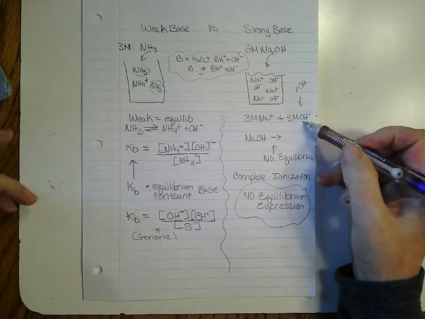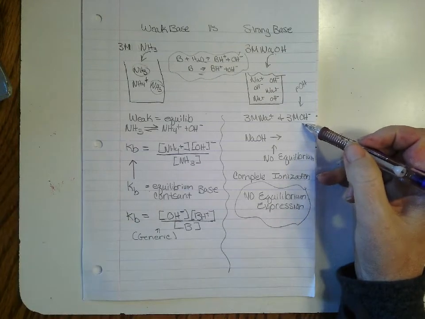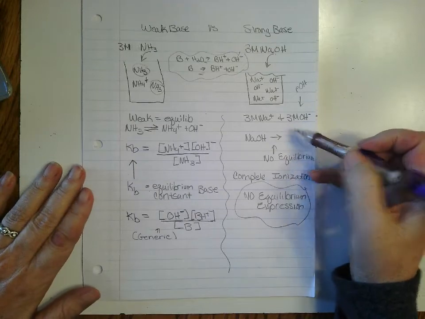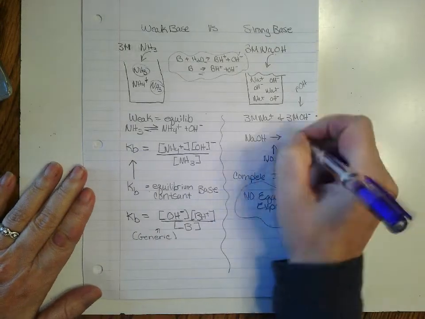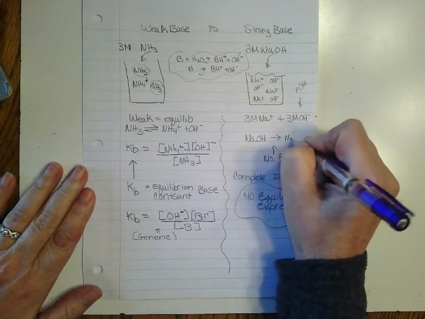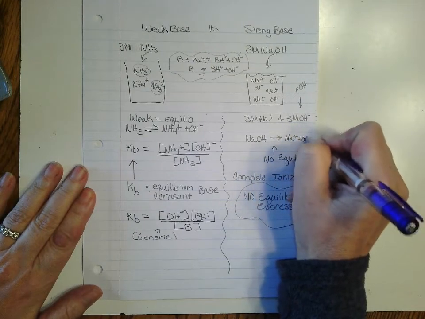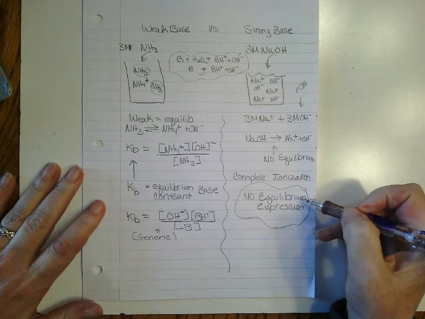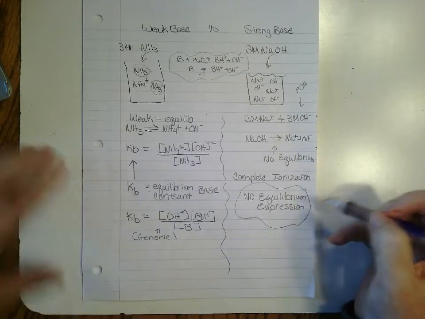Or I can go concentration of OH, concentration of H. You can go around that pH box any way you want. Again, it's not in equilibrium. NaOH breaks down to Na+ and OH-. No equilibrium. It ionizes completely, so there's no equilibrium expression.